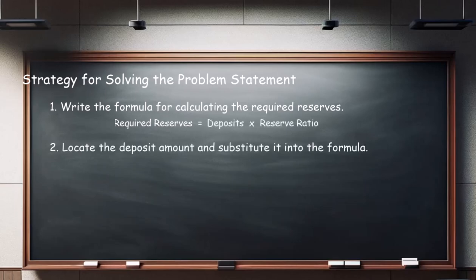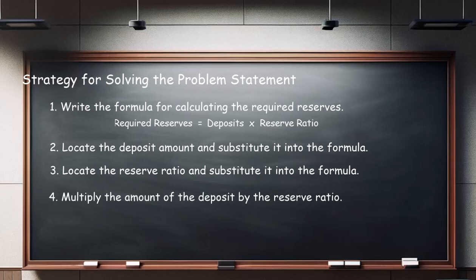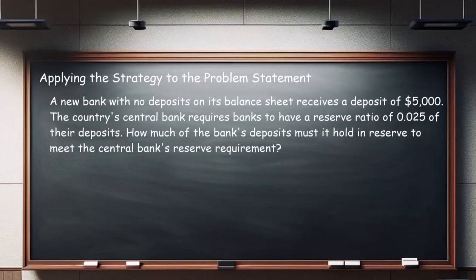2. From the problem statement, locate the deposit amount and substitute it into the formula. 3. From the problem statement, locate the reserve ratio and substitute it into the formula. 4. Multiply the amount of the deposit by the reserve ratio. Now let's apply the strategy to the problem statement.